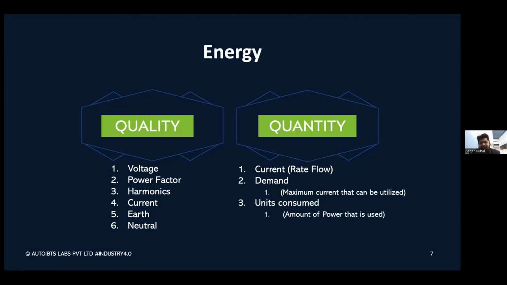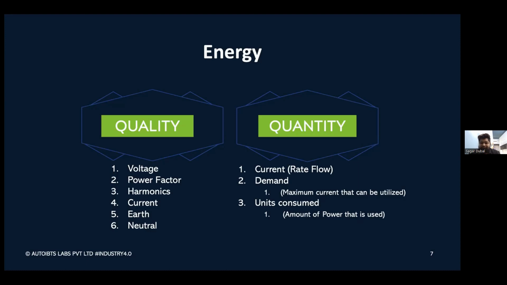So it can be 1 inch, 2 inch, that is 1000, 2000 kVA. Then there is the current, that is the rate of flow. How much water is passing through that pipe every second, every hour. That is your kVA. That is your current in ampere. So that is the current that is flowing in. Then third is units consumed. That is how many liters of water you've accumulated or used. That will be your units consumed.